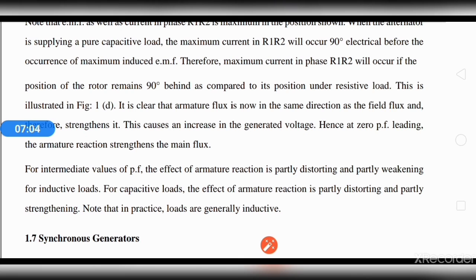As we all know, purely capacitive and purely inductive loads practically do not exist. So there is always either a lagging or leading power factor load. So there is some phase difference between the voltage and current in the armature, and therefore it will either aid or weaken the main field flux. So this is all about the armature reaction in the alternator.